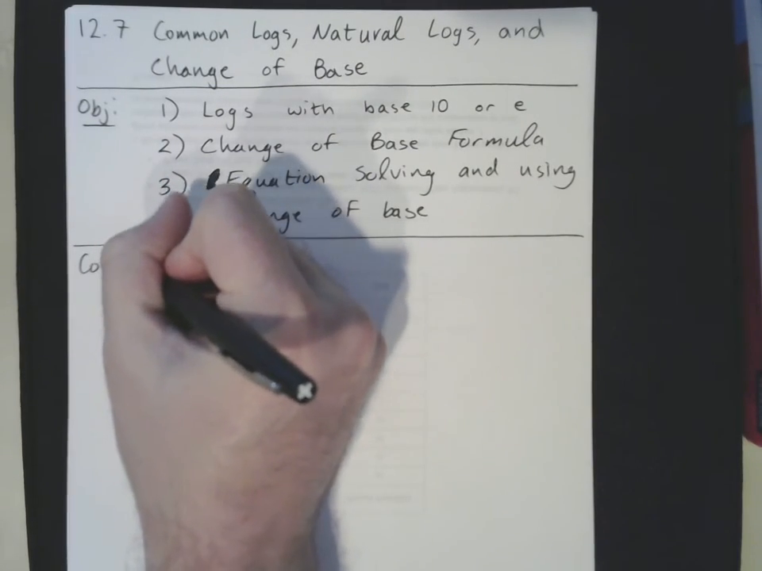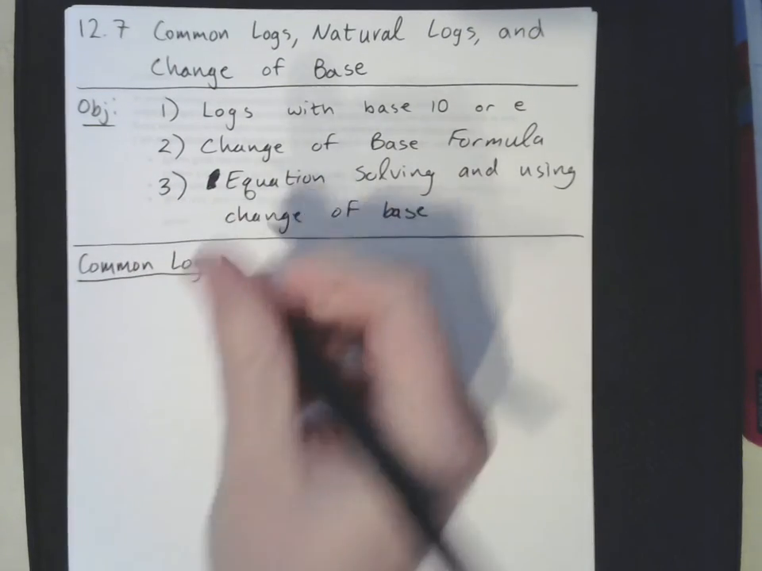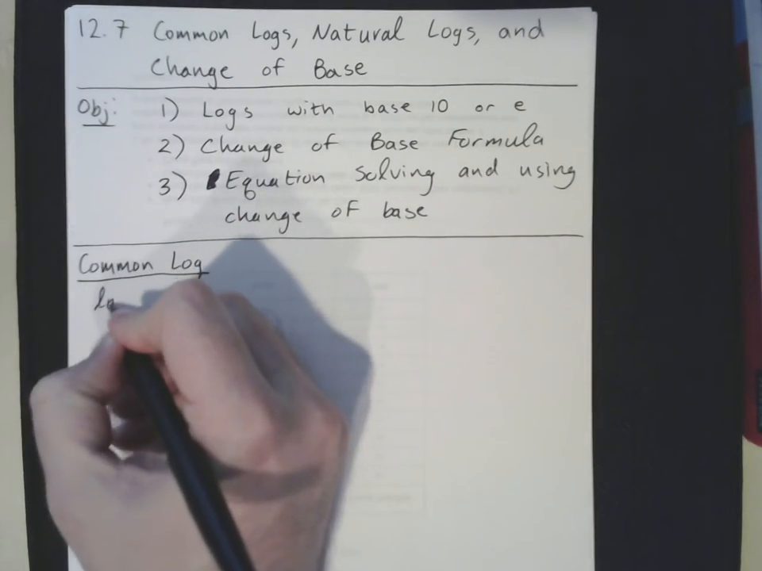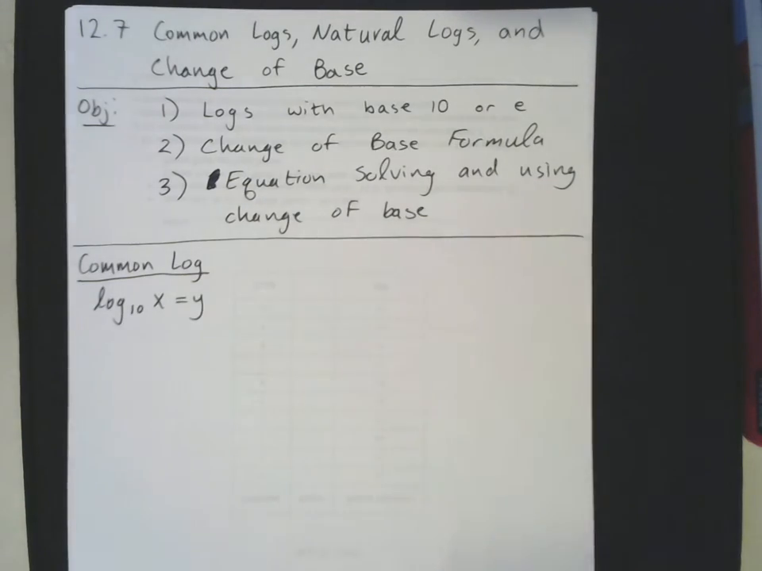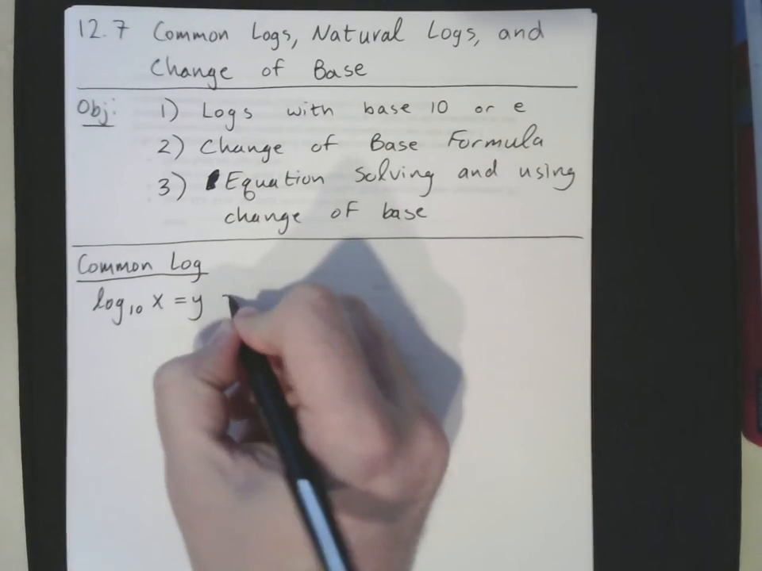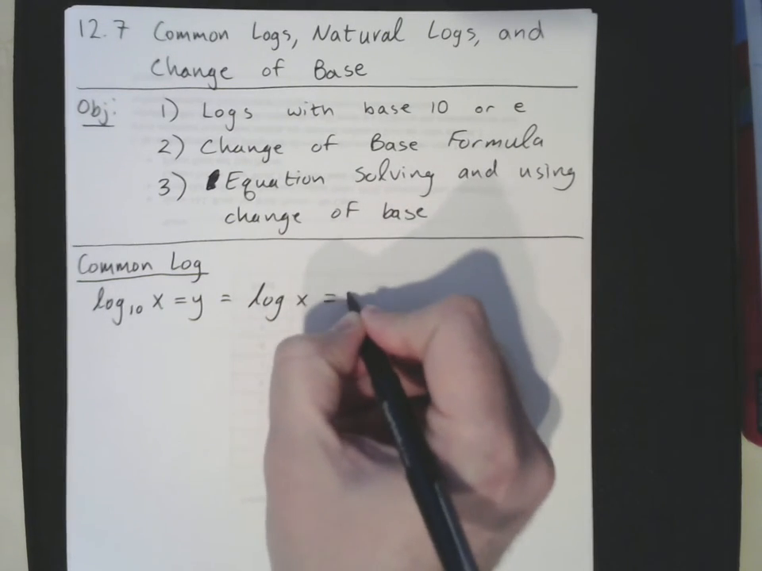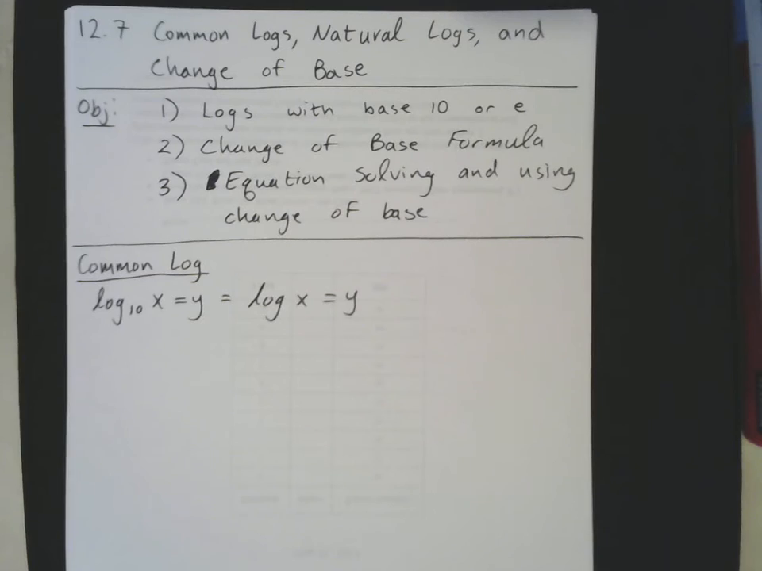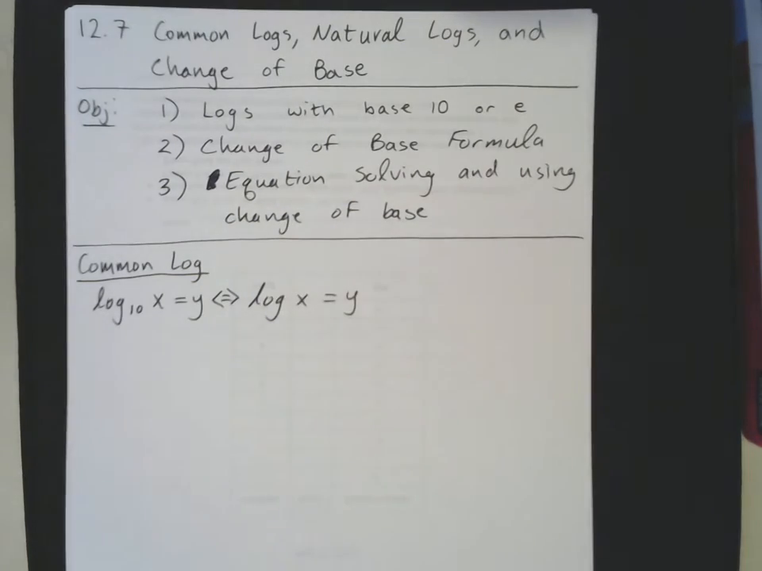So as I said, the common log is log base 10 of x equals y. And it's called the common log because oftentimes we just drop the base 10 altogether. So if you see this, log x, that means you're base 10.